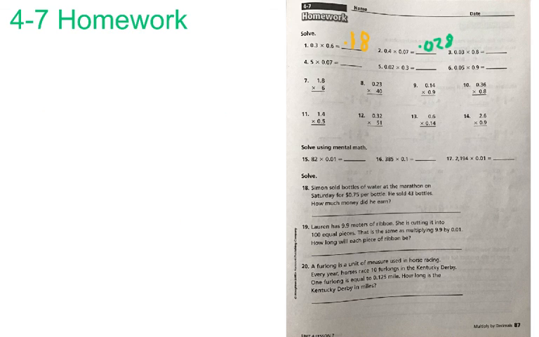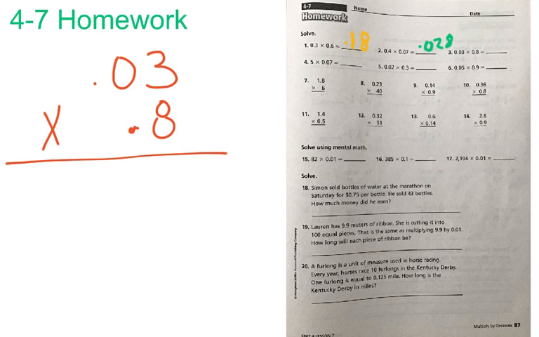Go ahead and complete number 3 together. We have 0.03 or 3 hundredths, and we're multiplying that by 0.8 or 8/10. 8 times 3 is equal to 24. Put down your 4. Carry your 2. 8 times 0 is 0, plus 2 is 2.